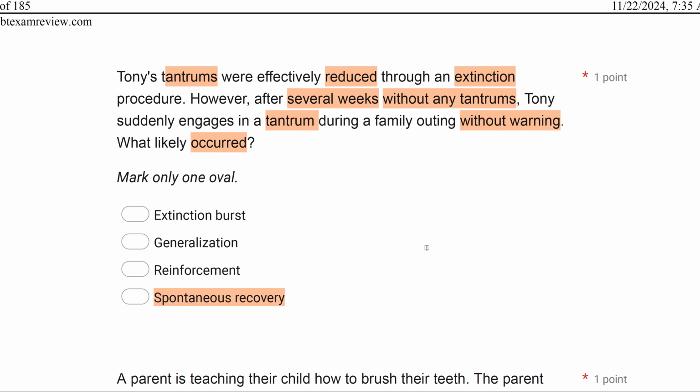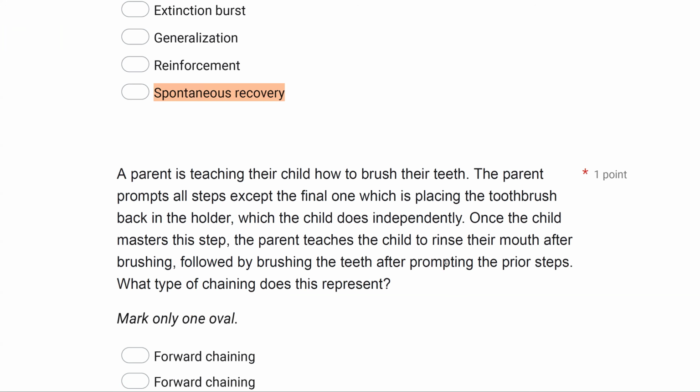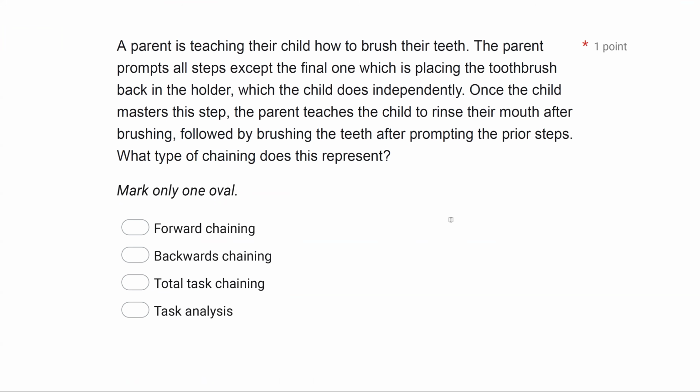D, spontaneous recovery. A parent is teaching their child how to brush their teeth. The parent prompts all steps except the final one, which is placing the toothbrush back in the holder, which the child does independently. Once the child masters the step, the parent teaches the child to rinse their mouth after brushing, followed by brushing the teeth after prompting the prior steps. What type of chaining does this represent? So it's a long question, but it's a straightforward one.